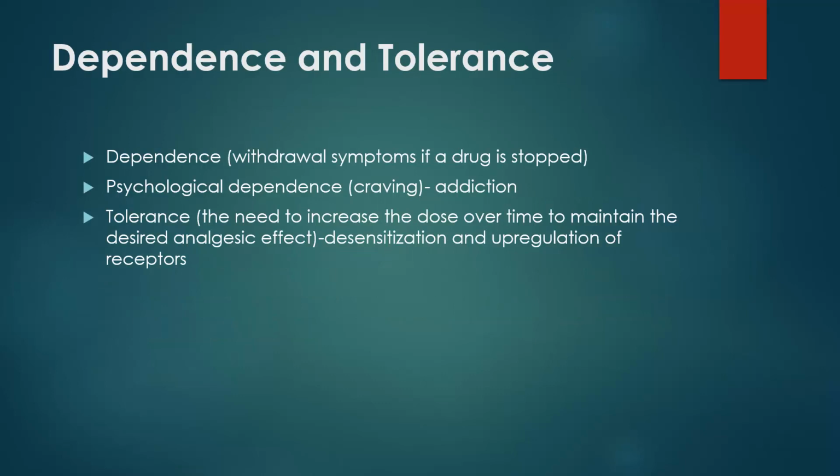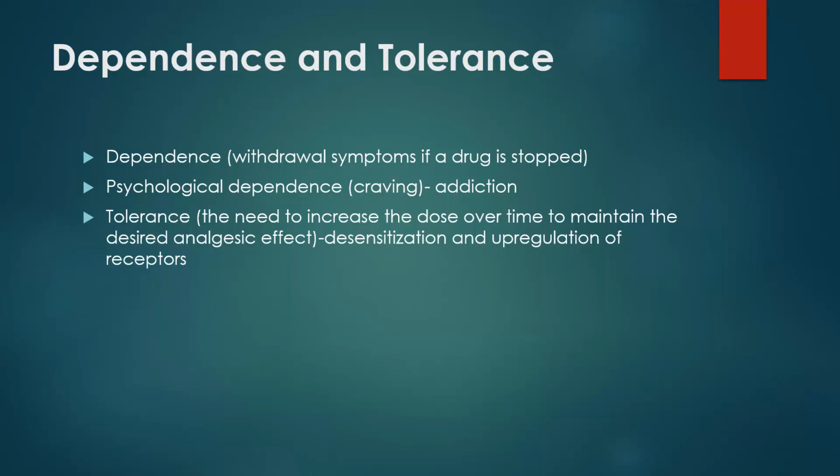Dependence and tolerance are two significant problems with long-term opioid use. Now, dependence is the presence of withdrawal symptoms if a drug is withheld and can be either physical or psychological. Psychological dependence refers to craving for a drug and is synonymous with addiction. Tolerance is the need to increase the dose of an opioid over time to maintain the same analgesic effect. This reflects the desensitization of the anti-nociceptive pathways to opiates and upregulation of opioid binding receptors.